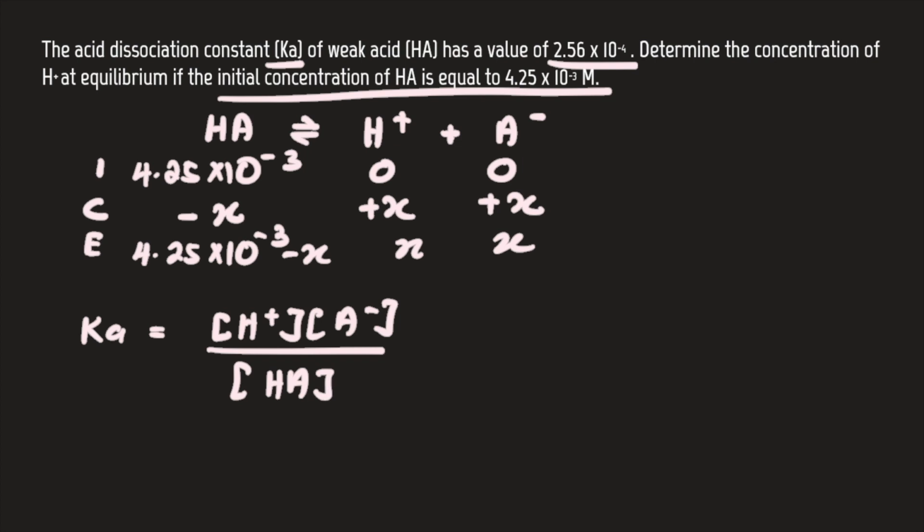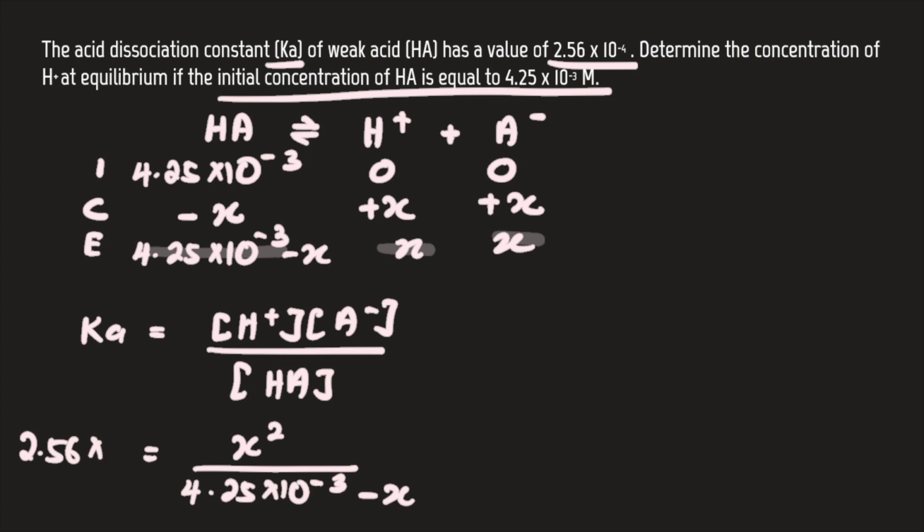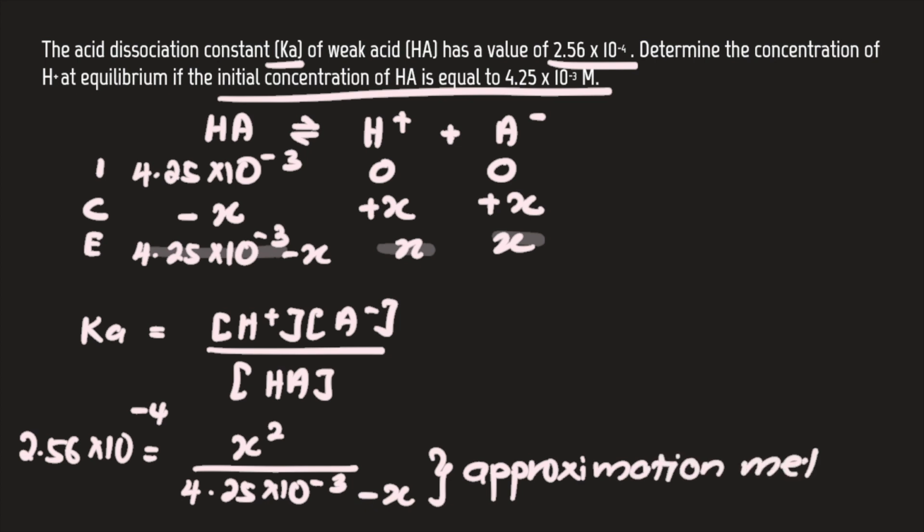So what we are going to do now is just plug in the values from your ICE diagram here. So you should get x squared divided by 4.25 times 10 to the power of negative 3 minus x should be equivalent to 2.56 times 10 to the power of negative 4. Right, so what we are going to do now is we are using the approximation method. Okay, so in this method, what we are going to do is we are going to remove the x over here.